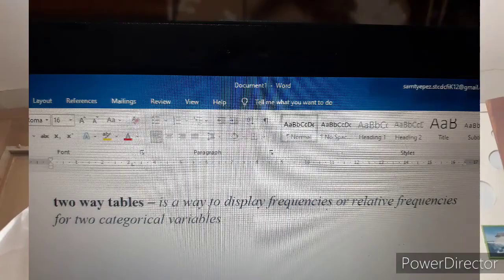So now moving on to the two-way table. This is a table that shows a way to display frequencies or relative frequencies for two categorical variables.